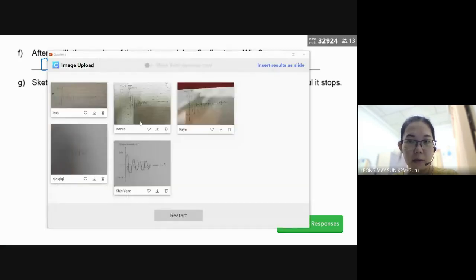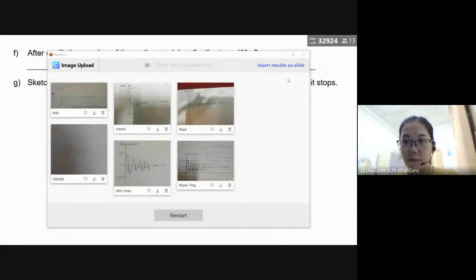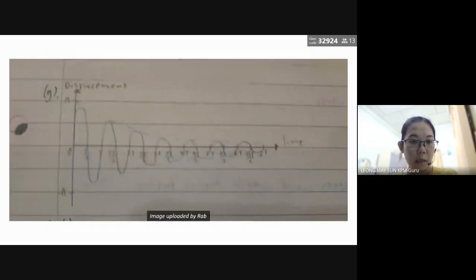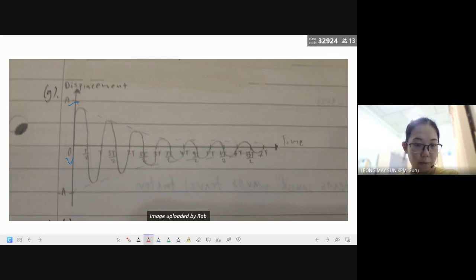Okay, so let's have a look at all these graphs. We have Rebecca's graph. So you have displacement-time, amplitude, negative A. All right, there's the 0 over there. So you have the dotted line and then you have drawn the graph. So, okay, Rebecca's graph is okay.